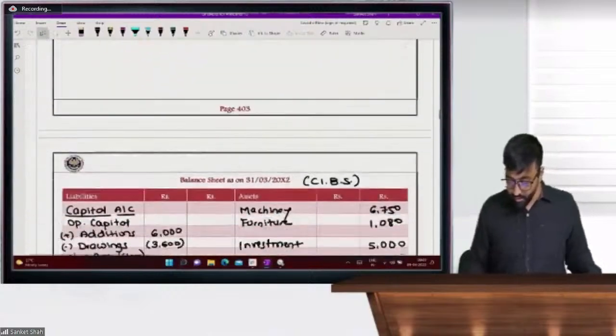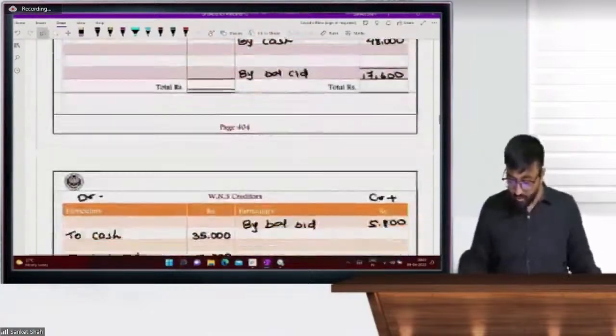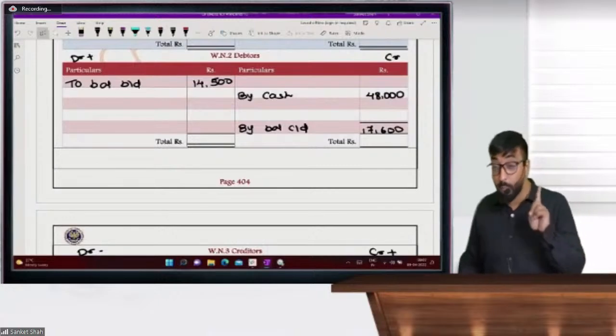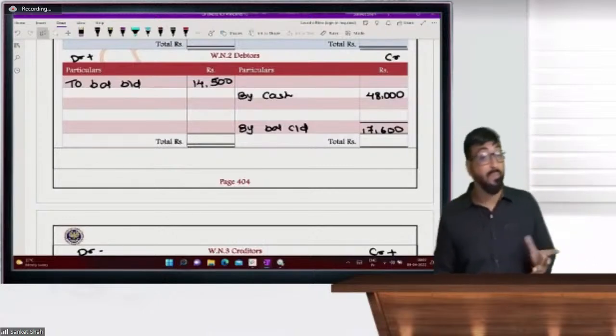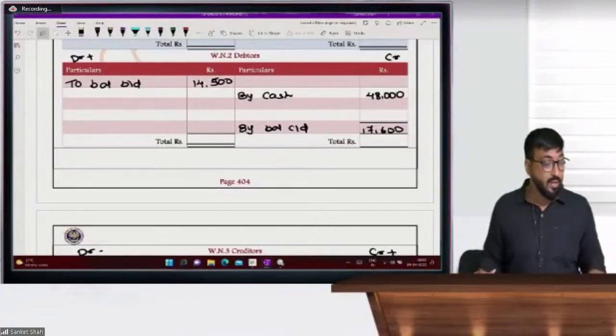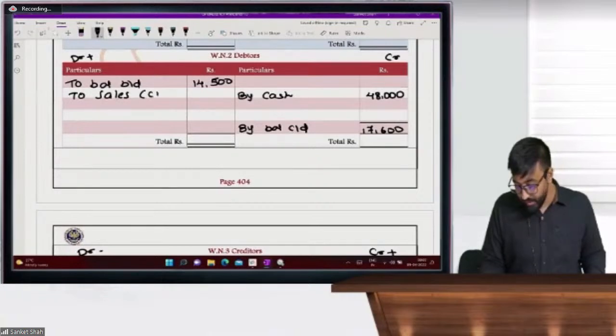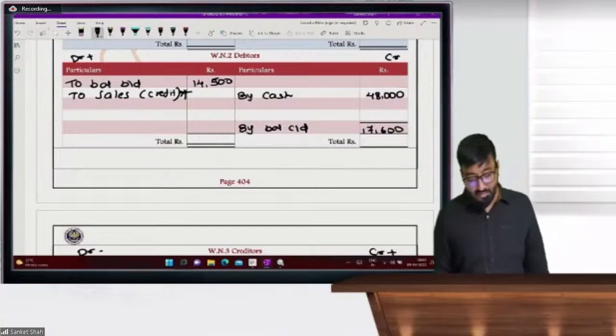Now we are going to close the accounts one by one. What do you think? Debtors balancing figure is now: to balance brought down, by cash and by balance carried down. That's why pro formas are important. Now what is the balancing figure? I don't want the amount, I want the particulars. Debtors'. Yes, that is what I am asking. To sales in bracket credit, and give a star mark. Star mark means balancing figure.